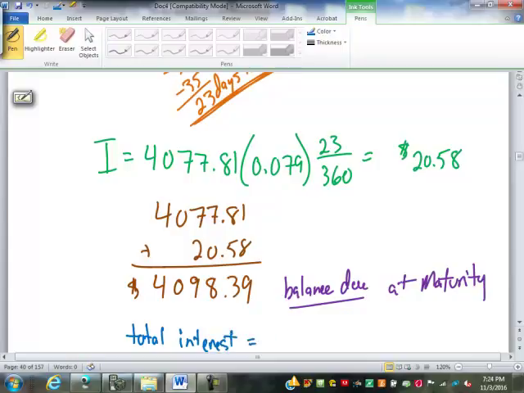Total interest paid is $198.39. Perfect.